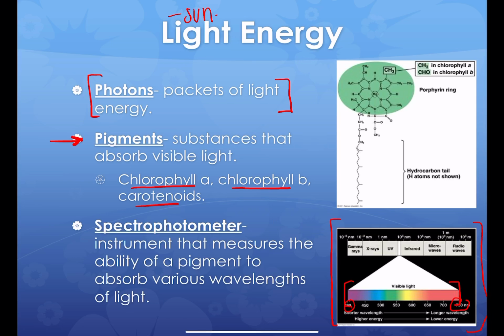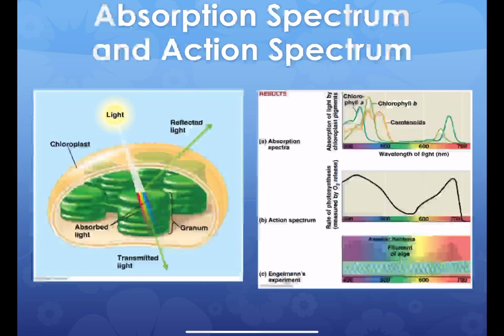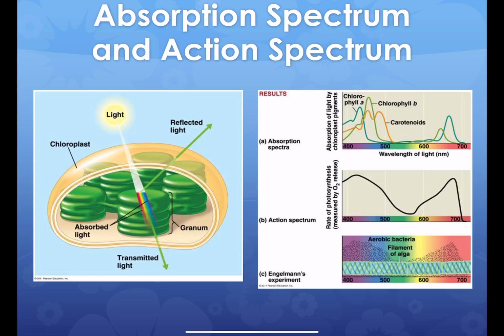And so different pigments absorb at different wavelengths of visible light. And so we can measure that absorption with a spectrophotometer to see how much light and what types and colors of light that the plants are absorbing. That can be measured with a spectrophotometer. And what we'll see is an absorption spectrum.